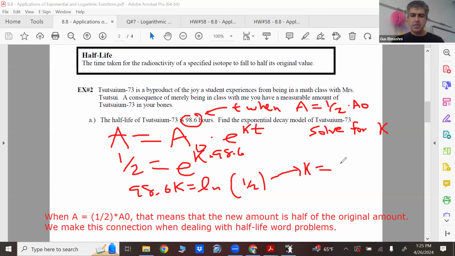Wait, what's 1/2 there? What was that? What do you mean, what's 1/2? No, a divided by a sub 0. Sorry. What I just did is I divided both sides by a sub 0. Sorry if I glossed over that.